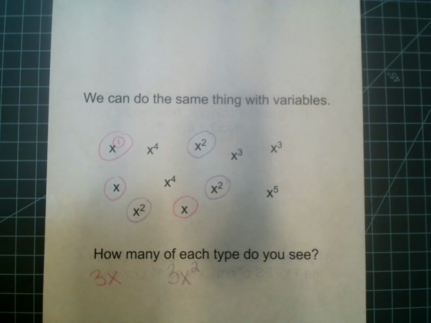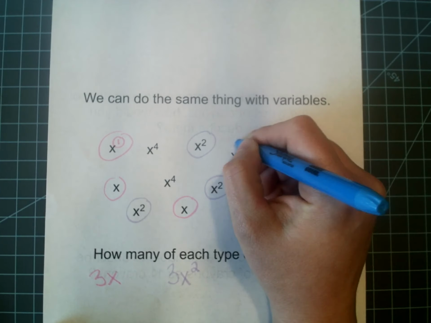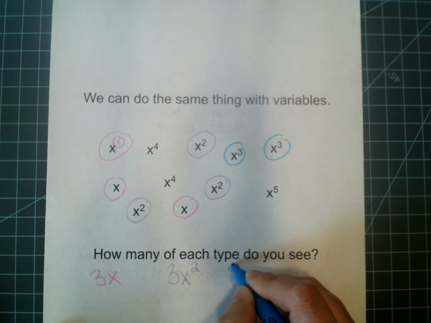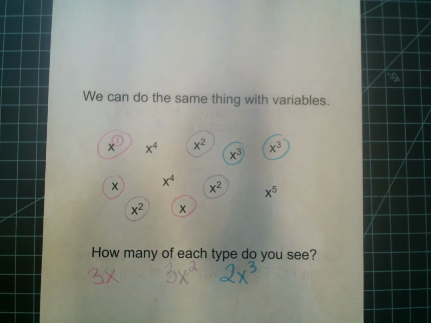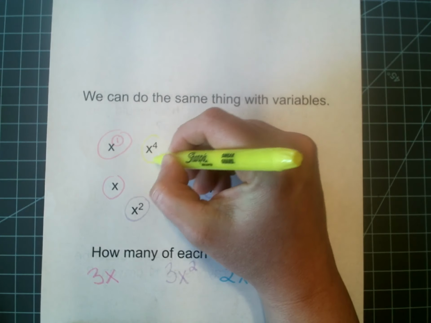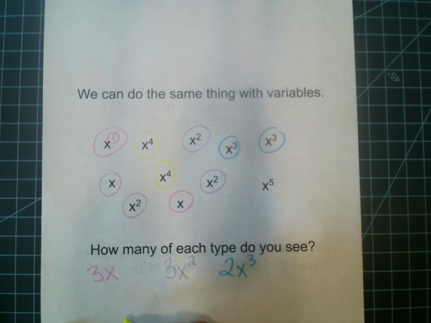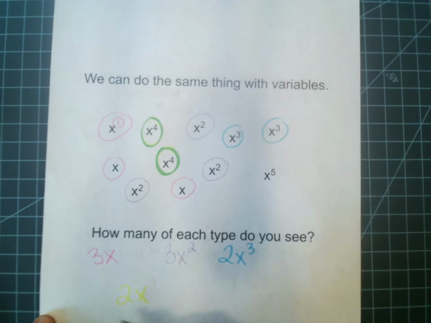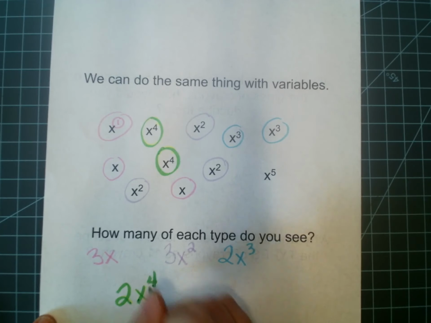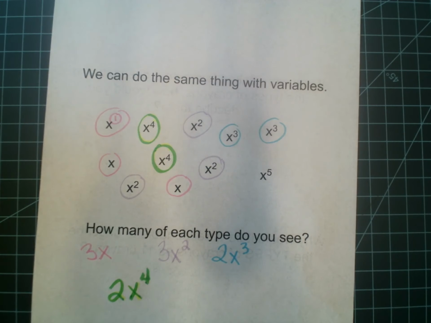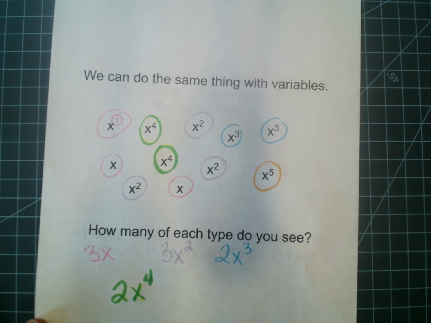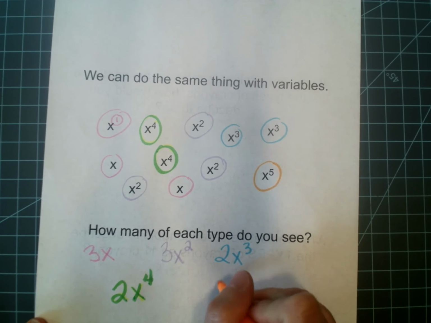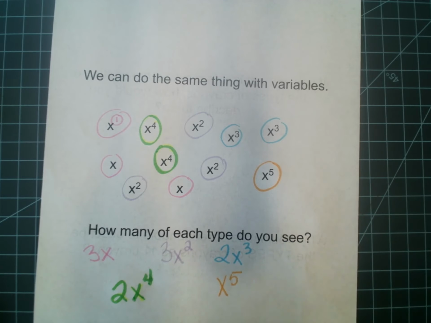Then we've got x to the third, I only have 2 x to the third, so that'll be 2x to the third. We've got 2 x's to the fourth, so 2x to the fourth. And finally we have 1 x to the fifth, so we'll say that's an understood 1 x to the fifth power.